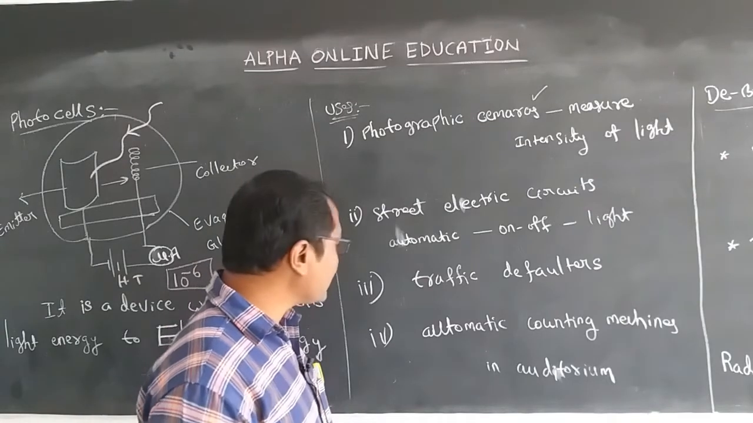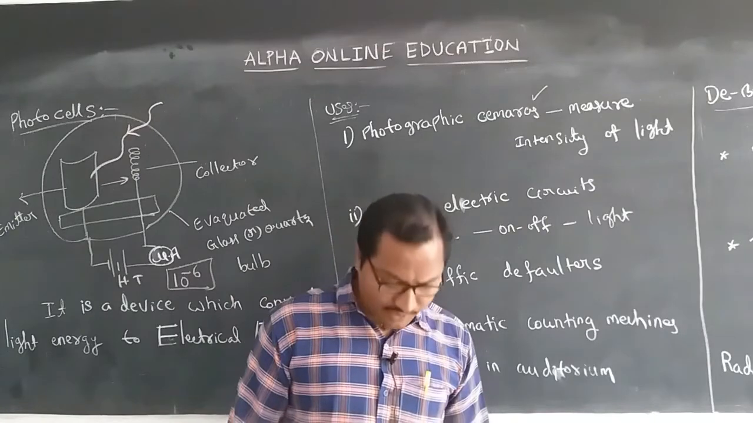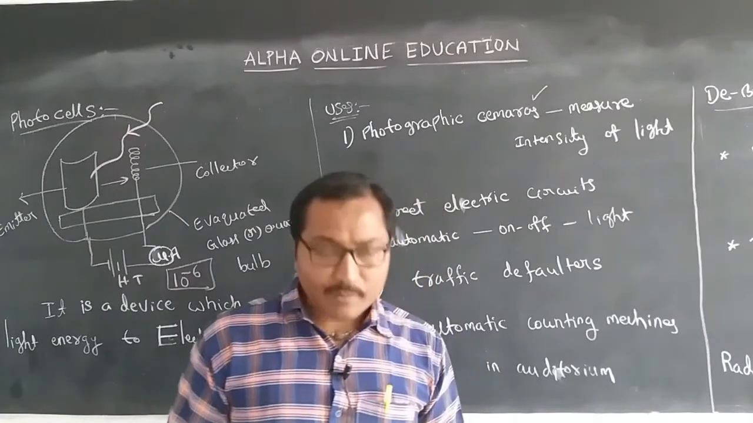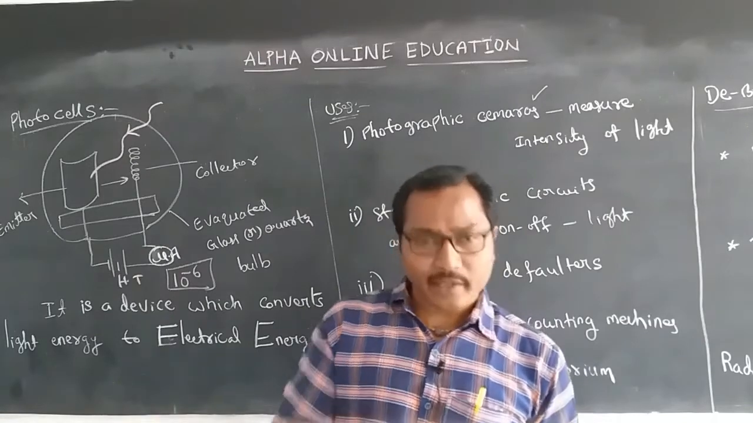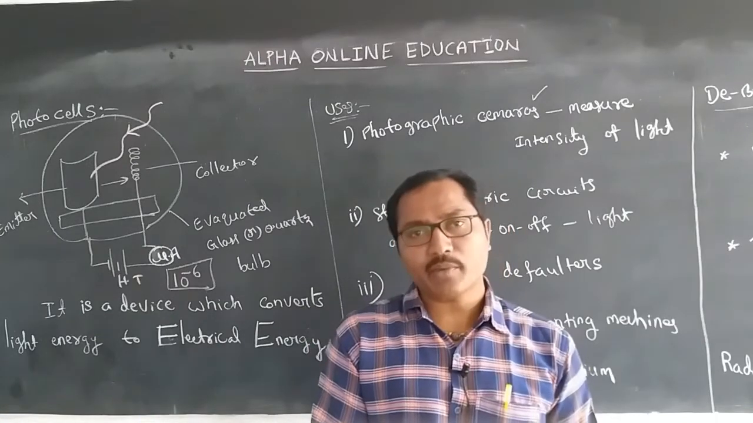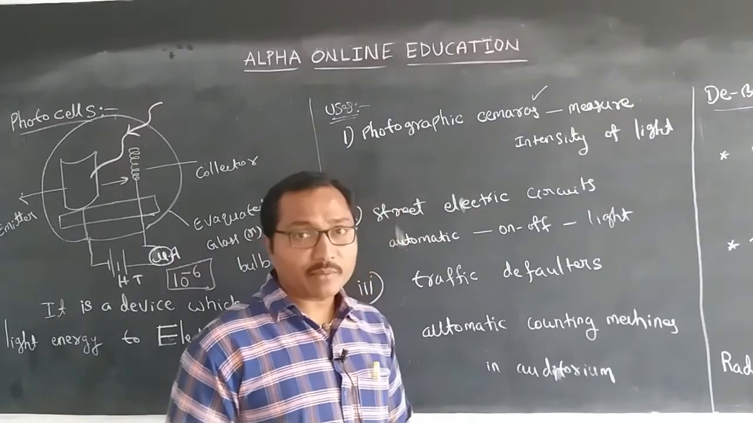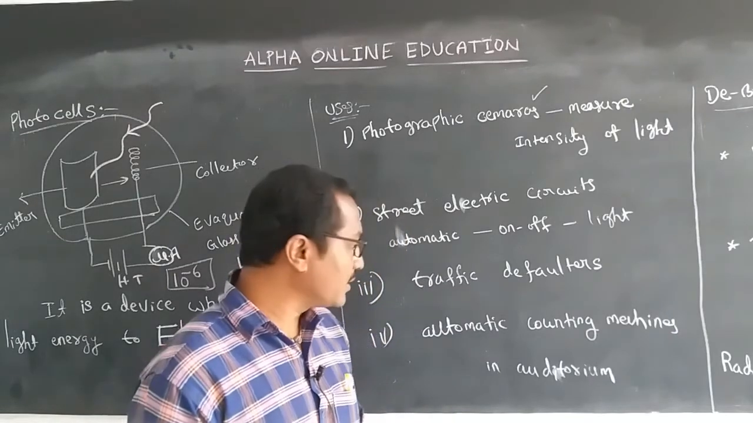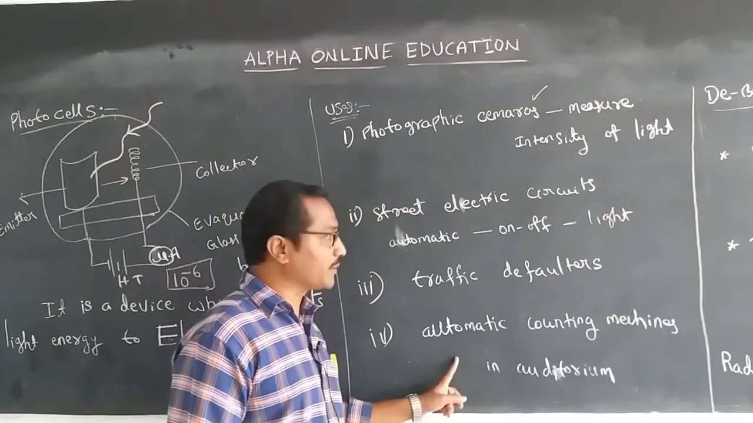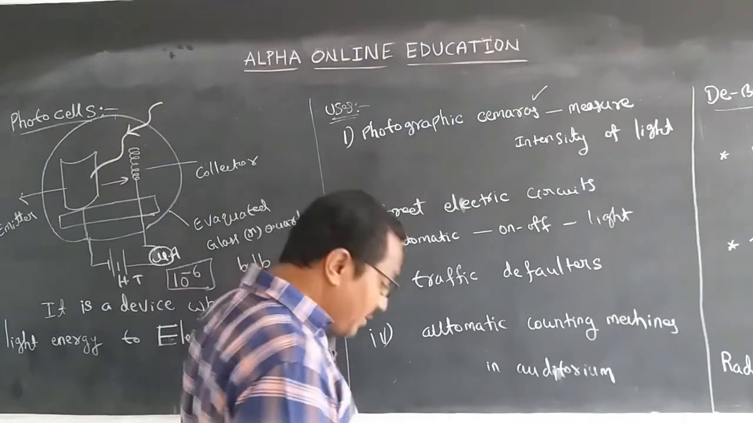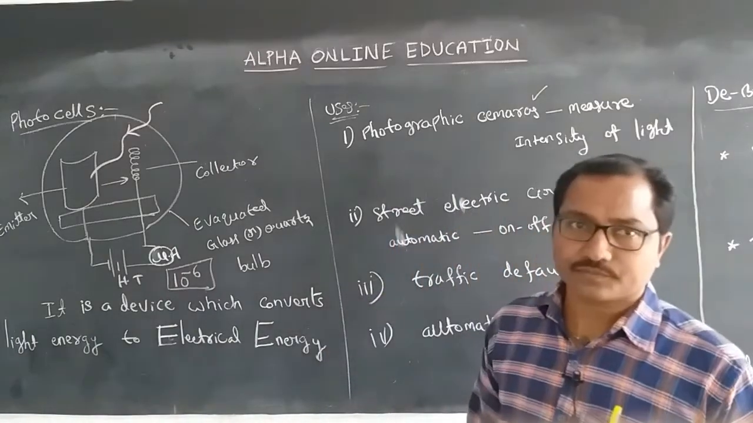And the next case, we have another case, that is the automatic counting machines. For example, some function is going on in some auditorium. How many members are entering into the auditorium, how many members are leaving from the auditorium, and at present, how many members are present in the auditorium? That is also counted by these photo cells only. So, this is the total information about photo cells.